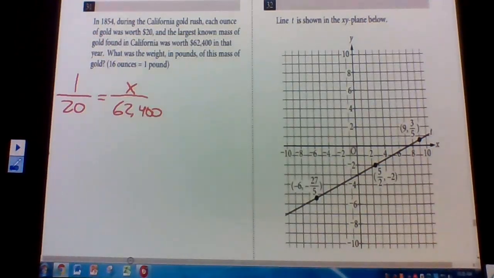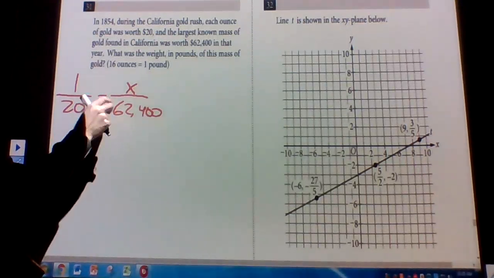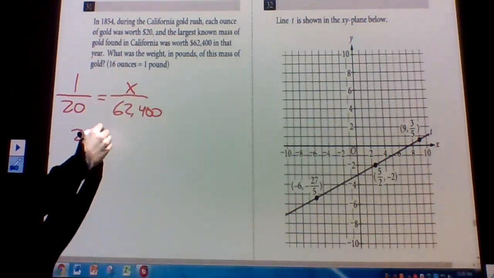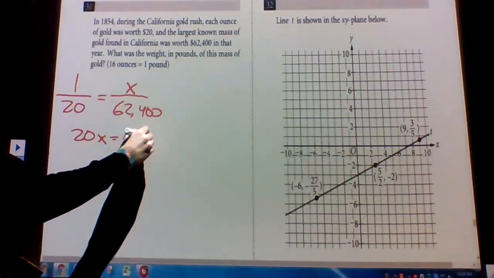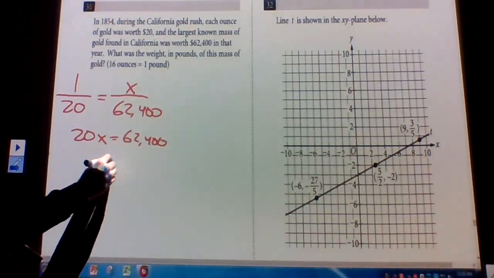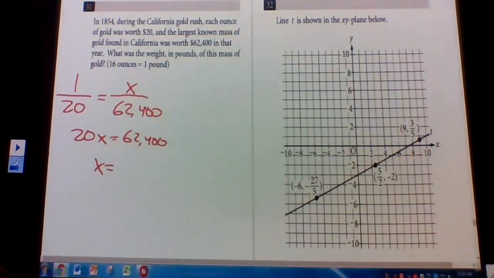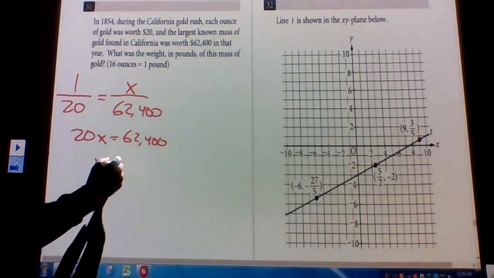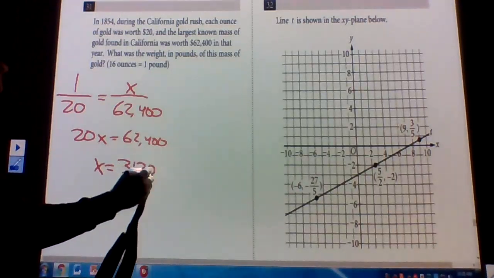We can use menu 3-1, or you can cross multiply. But again, menu 3-1 is fine. 20x is going to be 62,400. So x is going to be 62,400 divided by 20. It's 3,120, and that's ounces.